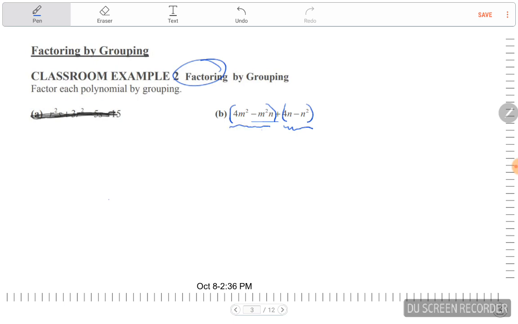So here, in my first grouped term, these 2 terms have m squared in common. Then in my second grouped term, they have n in common. Now, if these don't match, there's a problem, or it's not factorable. Usually it's because you made a mistake. A lot of times you'll see that they're very similar. You just need to retrace your steps and see if you made an error. So this looks good because they match.